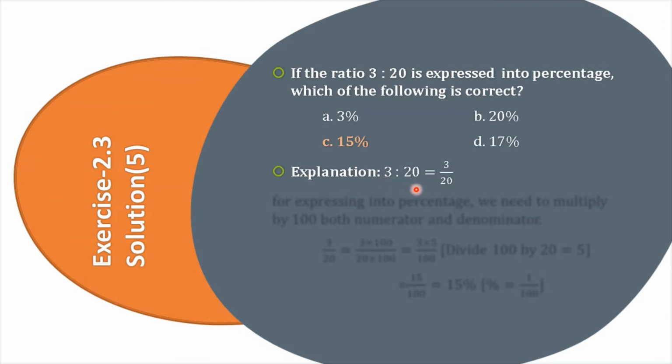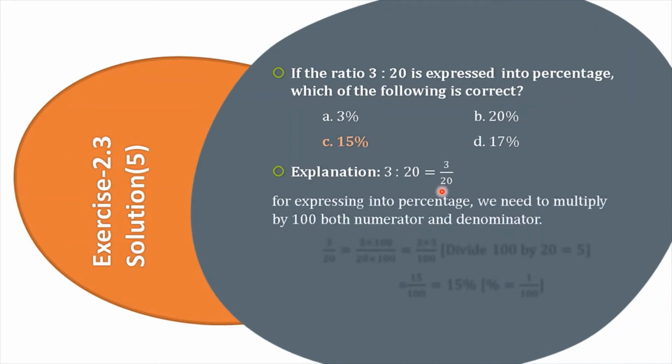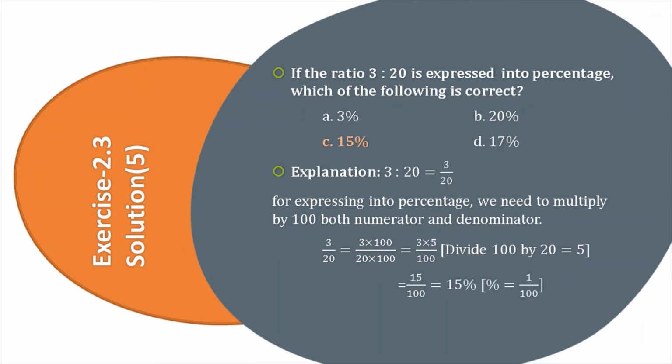Explanation. 3:20 equals 3 divided by 20. As we know, a ratio is a fraction. For expressing it as a percentage, we need to multiply both numerator and denominator by 100. So this is the process of expressing as a percentage. 3 divided by 20 equals 3 multiplied by 100 divided by 20 multiplied by 100, which equals 3 multiplied by 5, because if we reduce 100 by 20 we get 5, divided by 100. So we get 15 by 100, and for this 100 we can write the percentage sign. As you know, percentage means one divided by 100. So this is our desired answer, 15%.